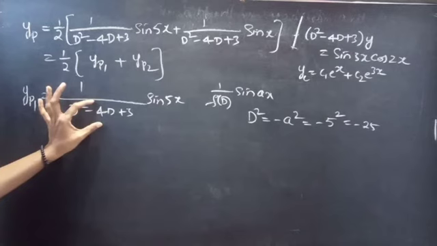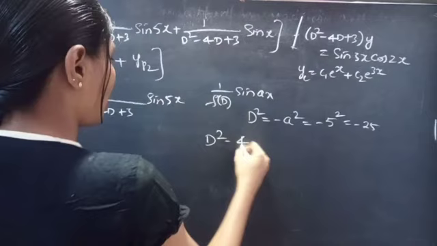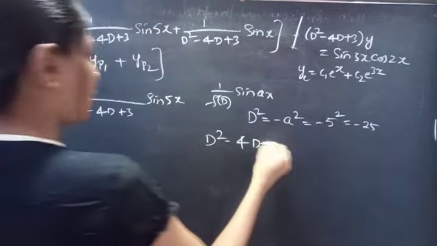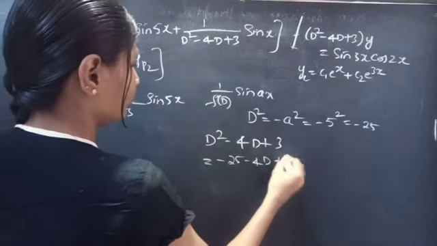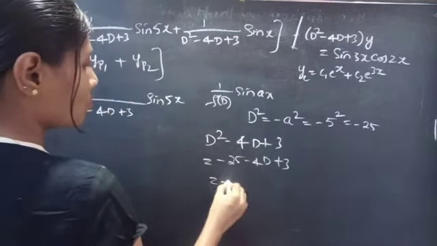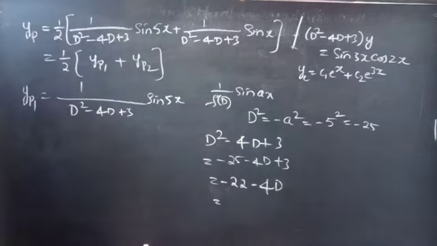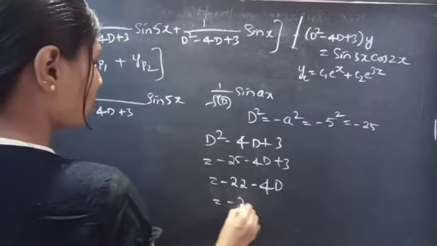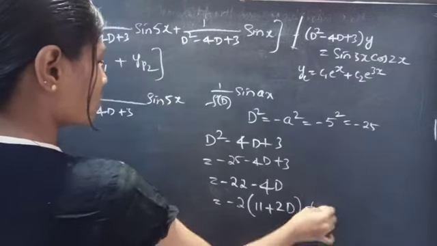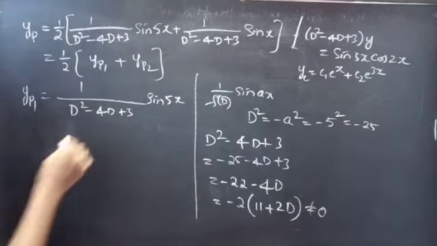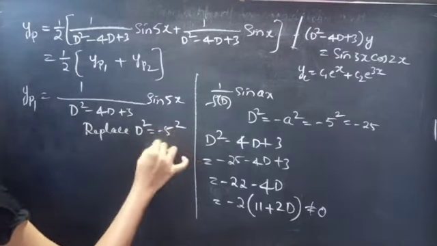What we'll get after replacing D square by minus 25, considering the denominator part, that is f of D. Now replace D square. We get minus 25 plus 3 is minus 22, minus 4D, right? Now we can take minus 2 common from these two terms. Then we get minus 2 times 11 plus 2D. This is not equal to 0, right? So we can replace D square by minus 5 square, which equals minus 25.